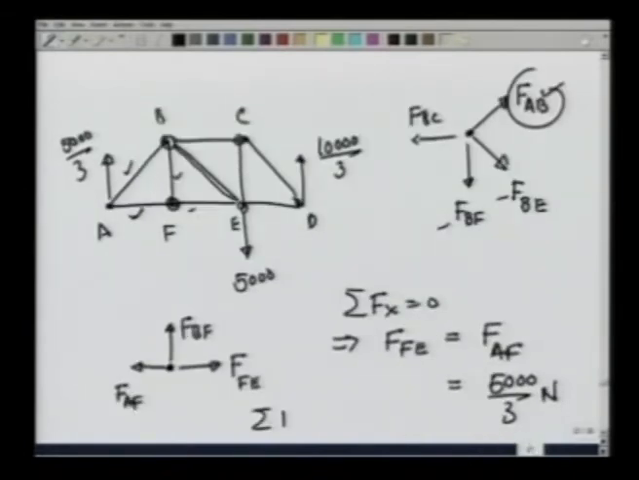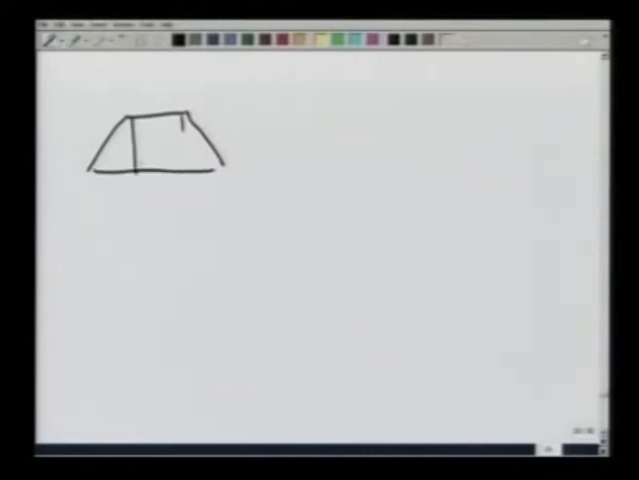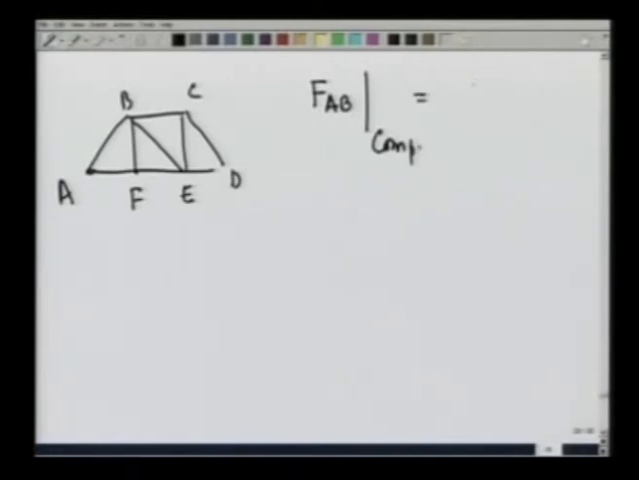Now, summation Fy is equal to 0 gives you right away that FBF is equal to 0. The moment I know FBF, I know this force and I know this force. There are only 2 unknowns at point B. I can solve for forces FBE as well as FBC. Let us do that. So, let us first write the forces that we have determined so far. We have determined FAB, and FAB was a compressive force, and its magnitude was 5000 root 2 over 3 newtons.